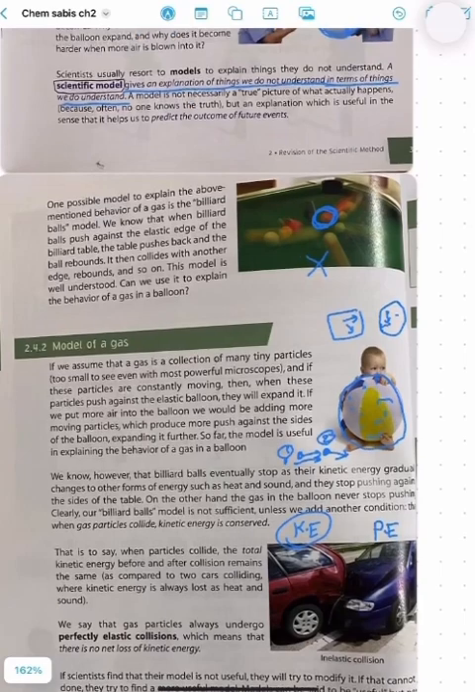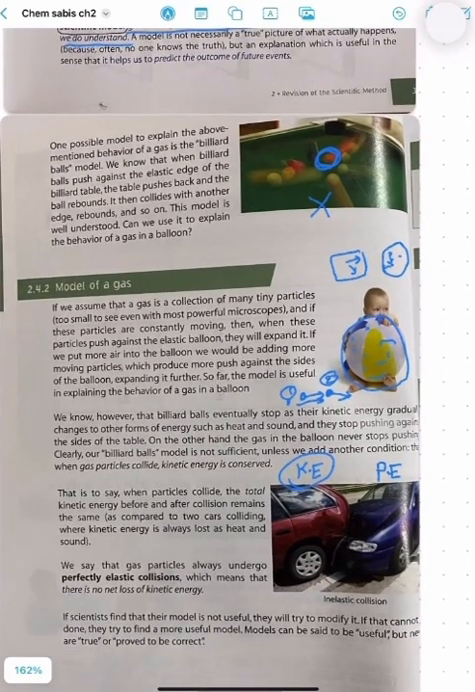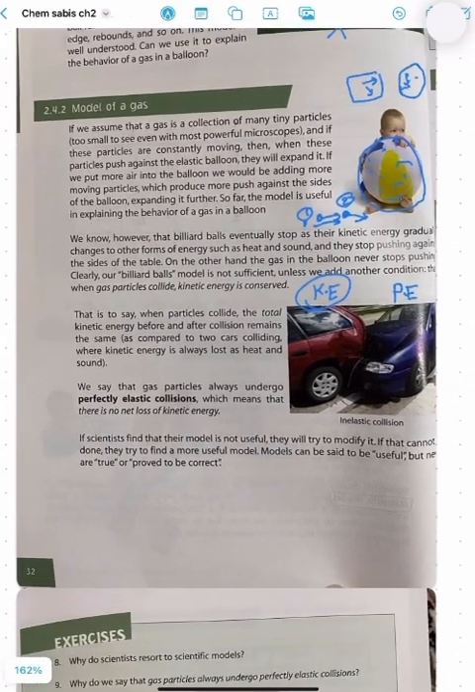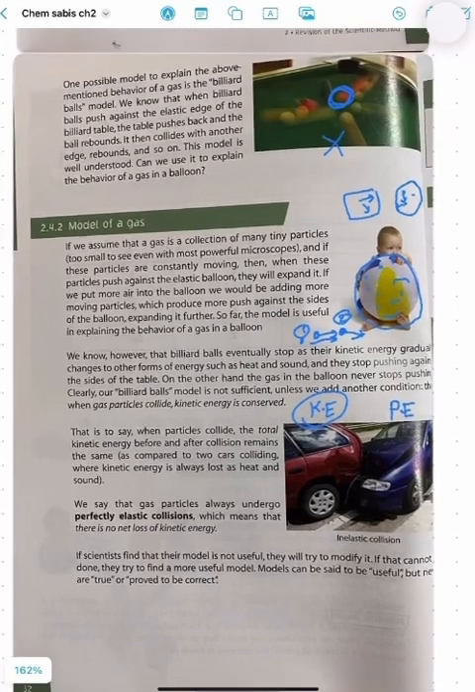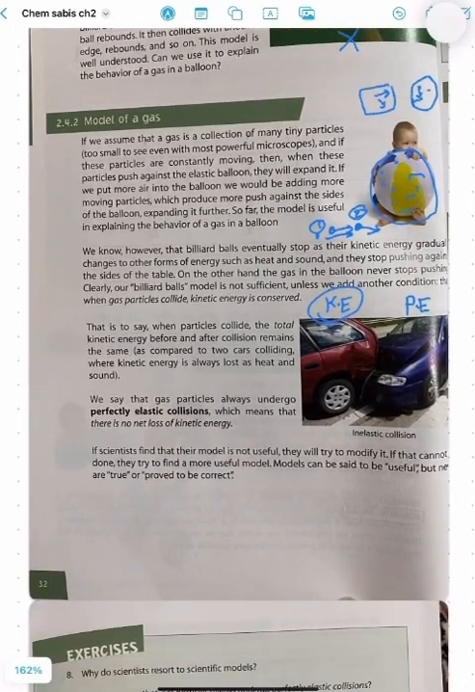But for the billiard balls, it does not. It gives it out as sound, as heat, and so on. So that's another reason in which we do not use it as a good model. See, the thing about models is that they should explain the possible explanations about the thing that you're talking about and even predict what will happen in the future.